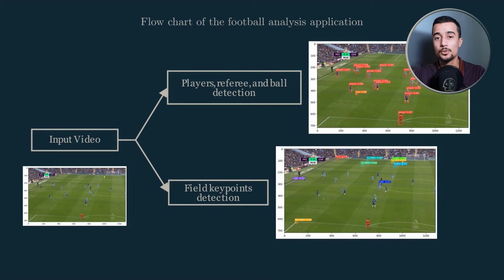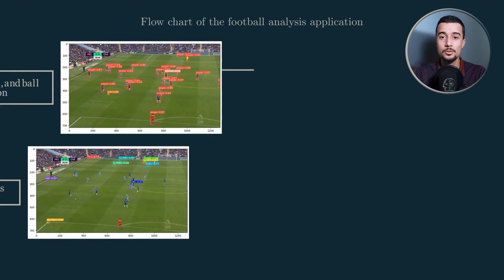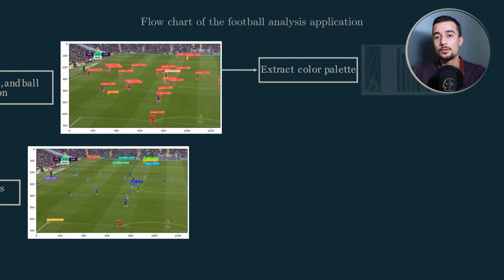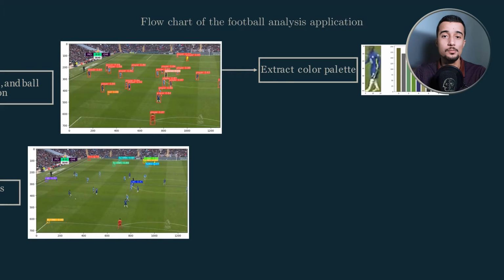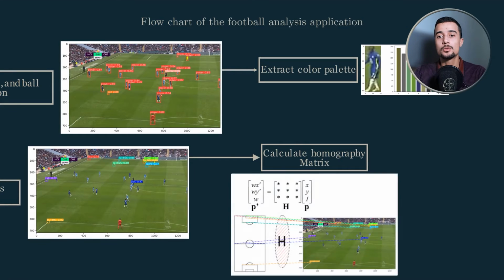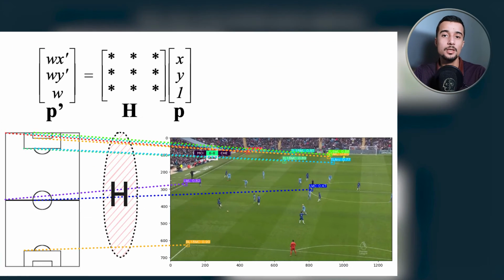Alright, so now we have the models we need. That pretty much represents all the machine learning present in this application, and all the remaining functionalities are simple computer vision algorithms that use the results obtained from these detection models. So the results from the player detection model are used first to extract the color palette for each detected player. This extracted color palette will be used later on to predict the team of the detected player. And the result from the key point detection model is used to calculate a homography matrix, which is a matrix that maps the key points position on the tactical map and the position of the detected key points on the video.